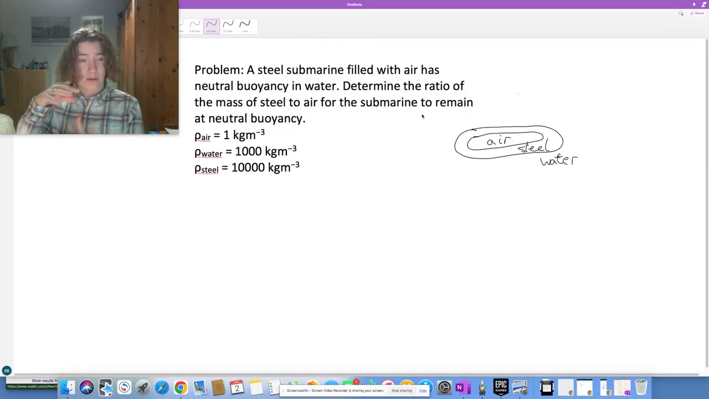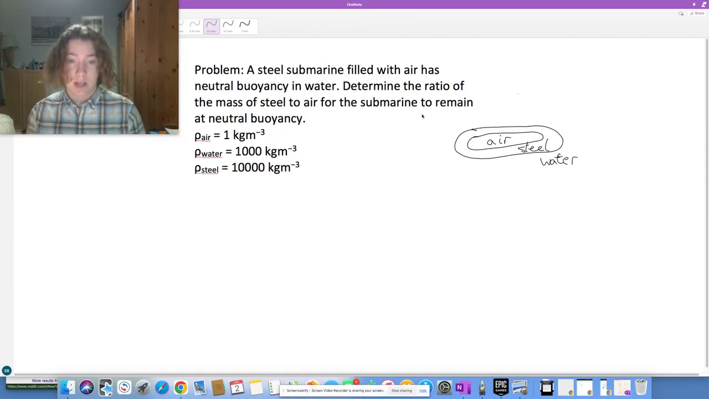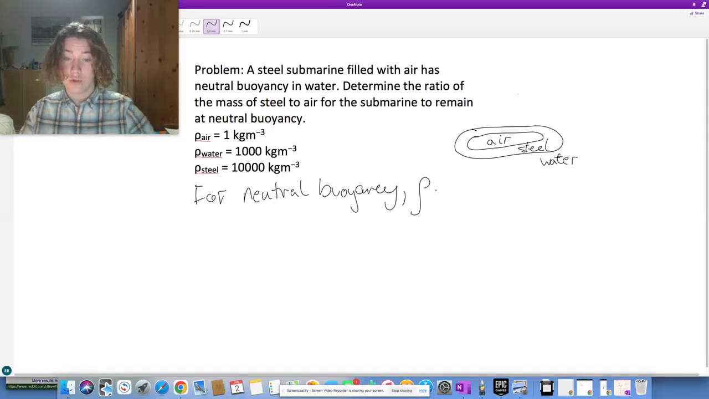net density of the thing floating, the submarine, is equal to the density of the water, which is the liquid it's floating in. So we're asked to determine the ratio of the mass of the steel to air for the submarine to remain at neutral buoyancy, if we're assuming that the submarine is made only of air and steel. Now, for neutral buoyancy, the density of the water has to equal the density of the submarine.